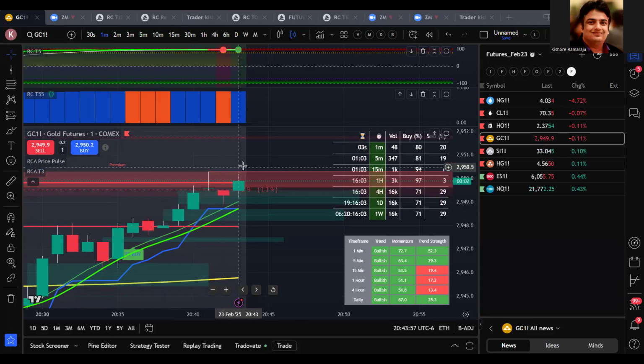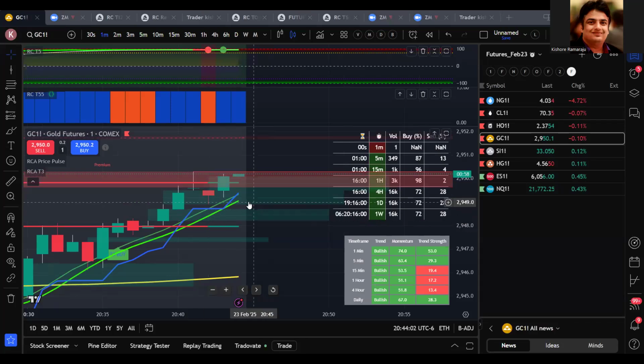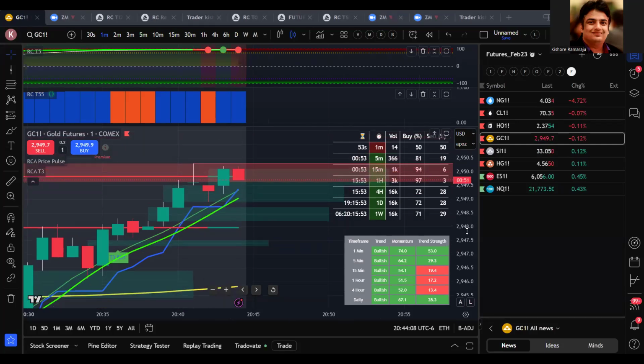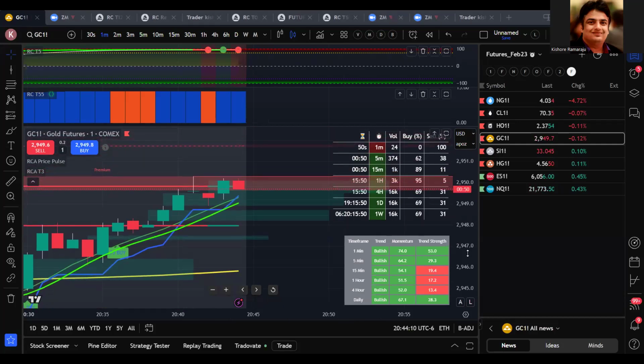As of now, still it is bullish. We have to wait for that PP sell or minimum T3 sell for you to take the trade. Until that time, you should not enter any short. So you need to wait for a minimum of three things. You should have confidence from three indicators. Then only you will enter a trade.